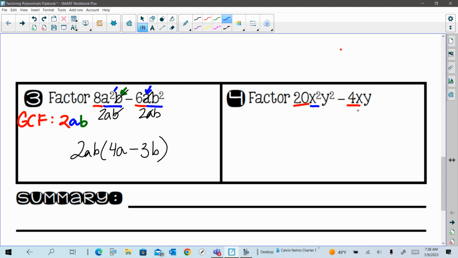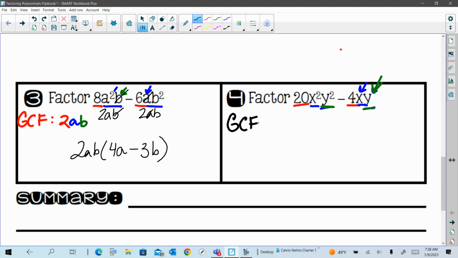I know they both have x, but the smallest one is just x, not x squared. And they both have a y, and the smallest one is just the single y. So hopefully we got our GCF.